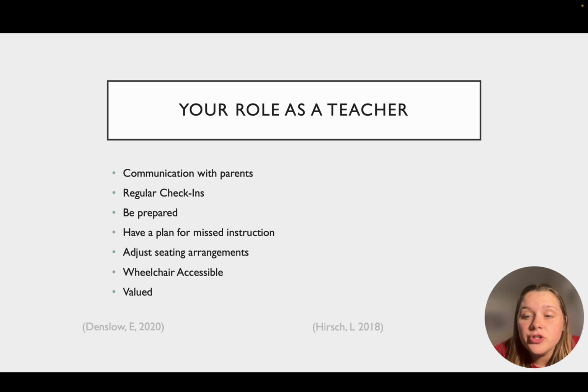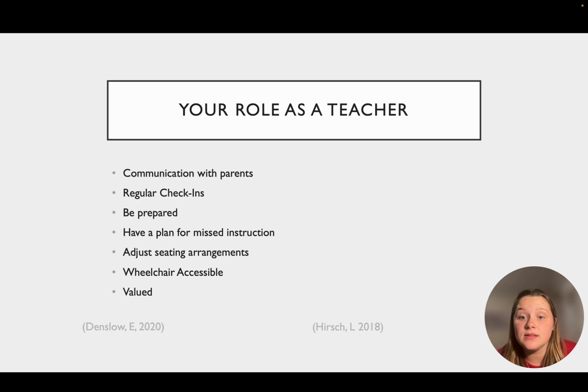Teachers should also have regular check-ins with students with CP to discuss any modifications you need to make, ask how they want to approach different activities, and see how they are doing in general. Educators should also be prepared for any medical emergencies. So again, students with CP are more likely to have seizures, so teachers need to know what to do in that situation. Children with CP may need to take medicine in the nurse's office, go to the doctor, things like that. So teachers should have a plan for when that does happen so they can make it up.